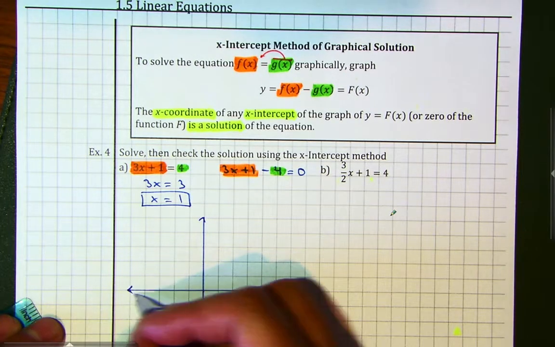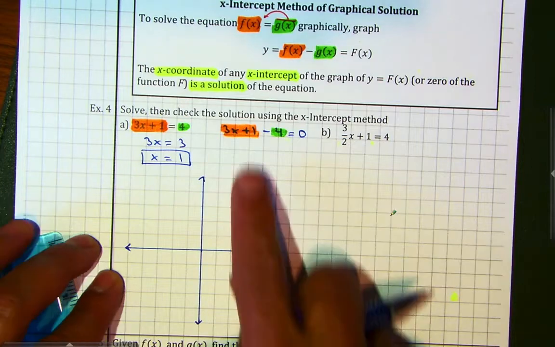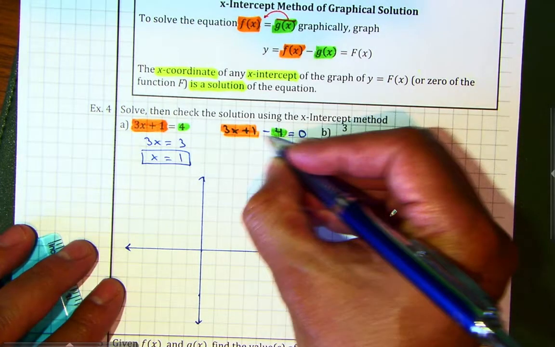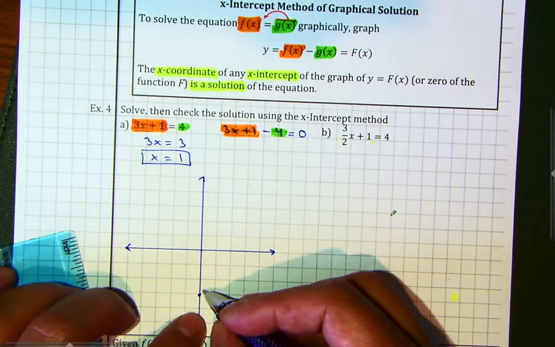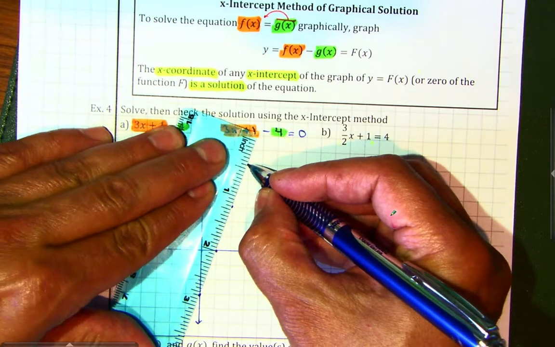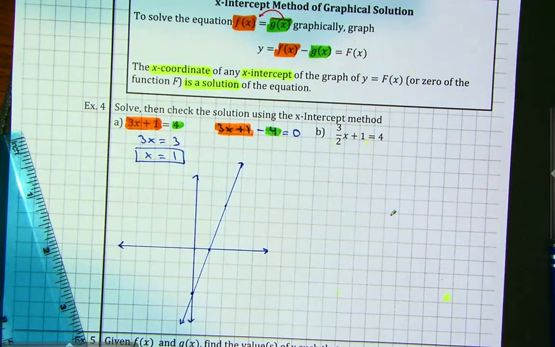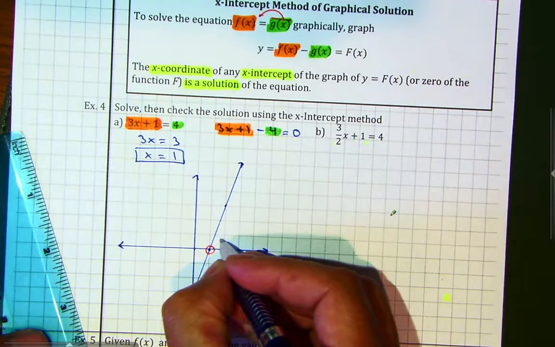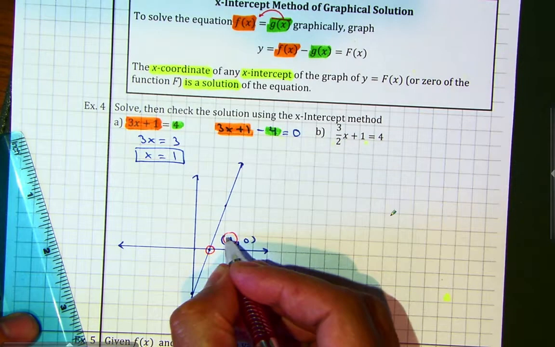Make sure that you guys are using a ruler. Then I'm going to graph this function here. The y-intercept is -3 once I combine like terms. My slope is up 3 to the right 1. Then using the x-intercept method, my x-intercept is here, which is (1, 0), and the x value is the solution.